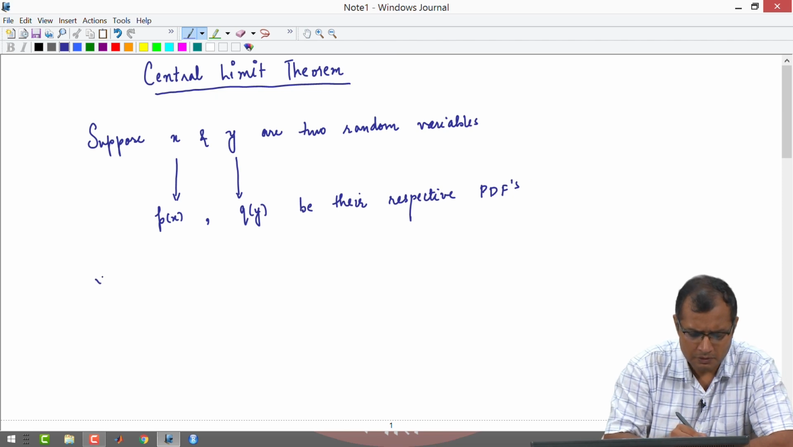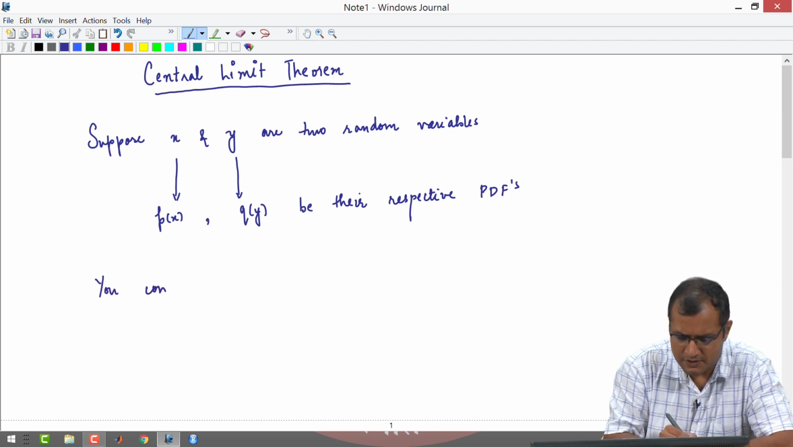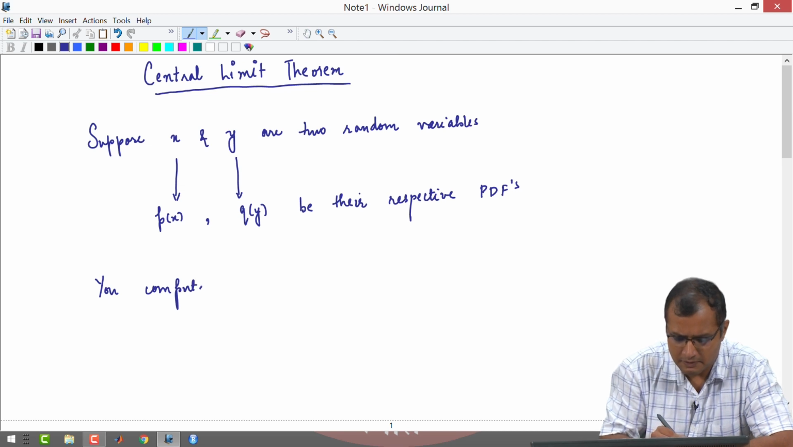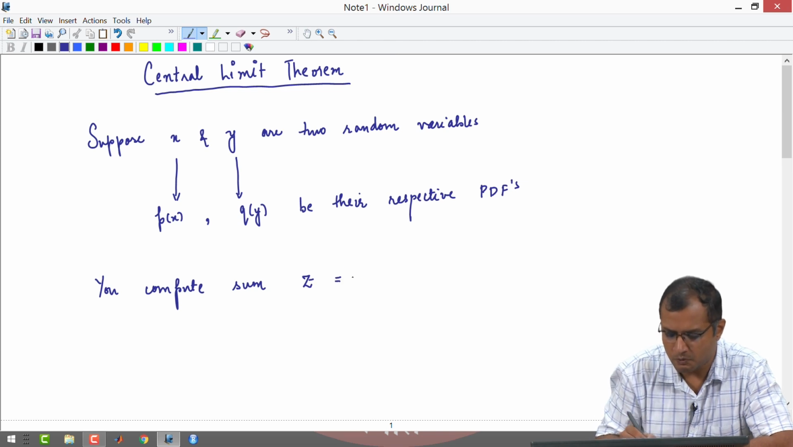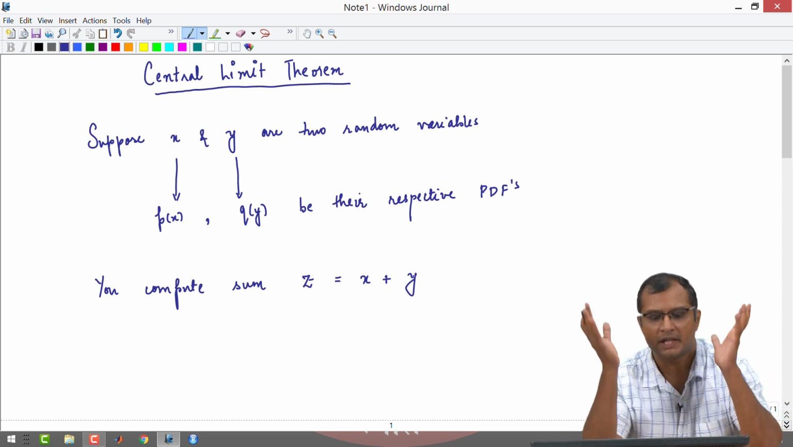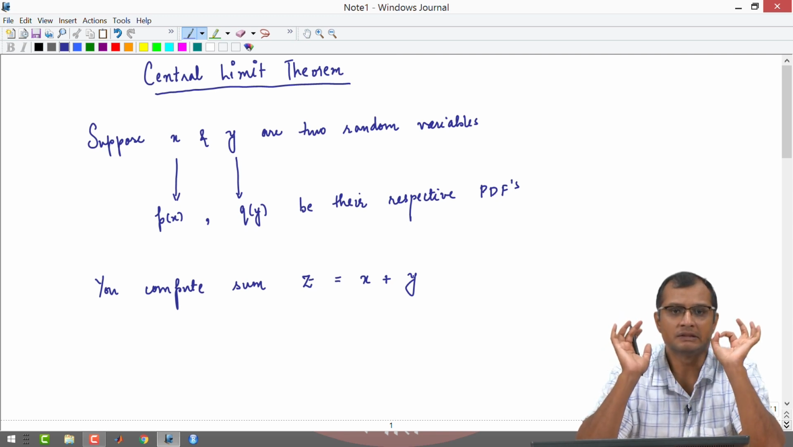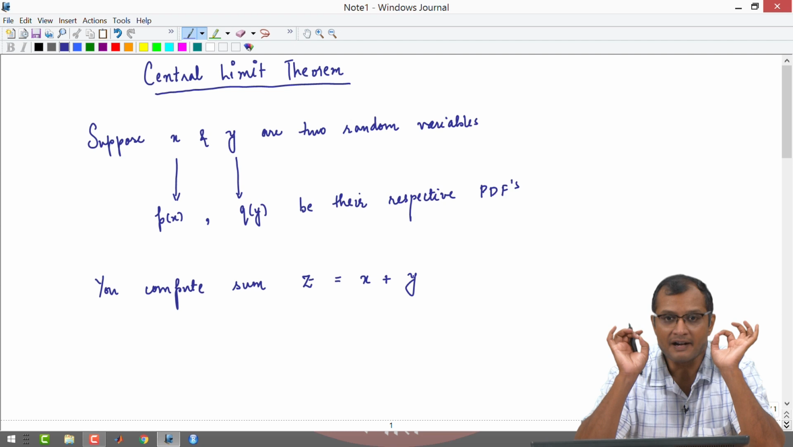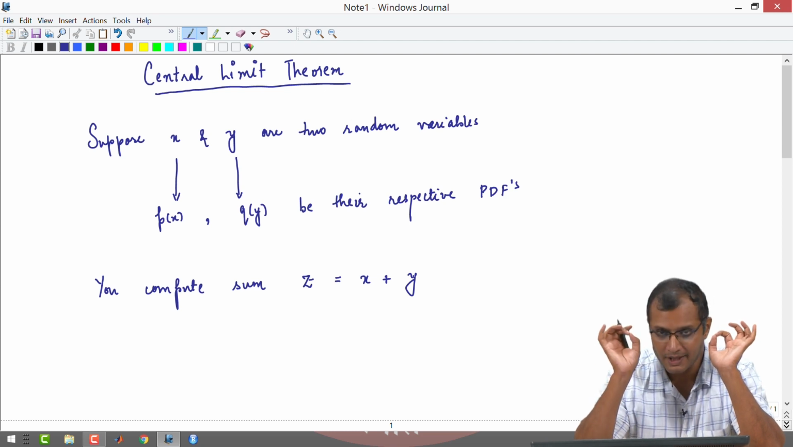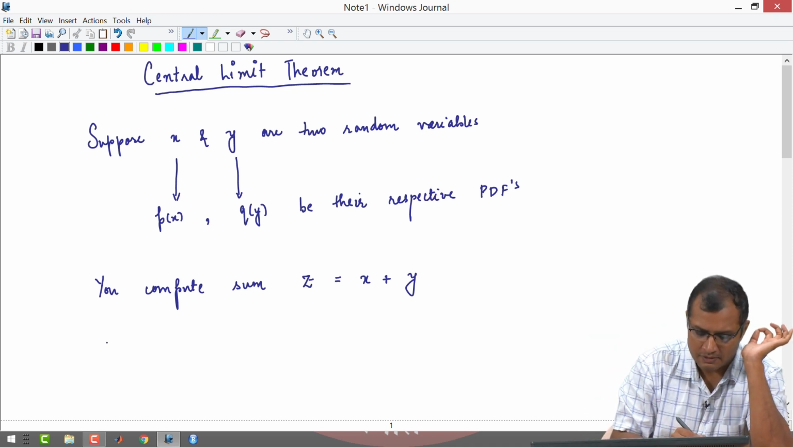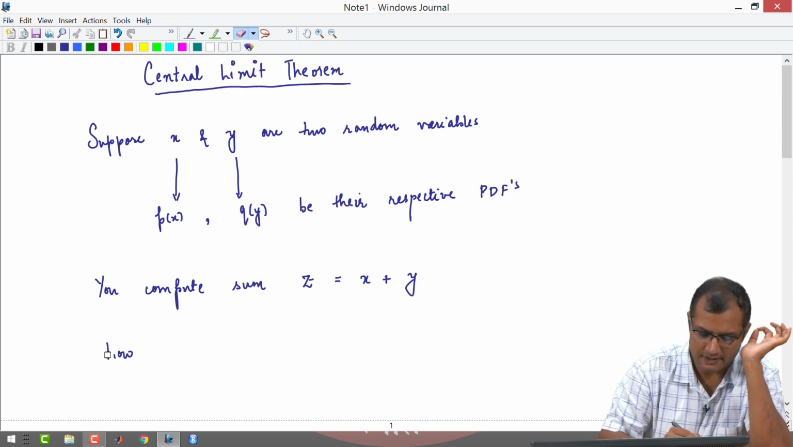and now you compute a sum of these two random variables, call the sum z, which is equal to x plus y. Okay. Simple. You take two PDFs p of x and q of y, you draw a random variable from p of x, call it x, and you draw a random variable from distribution q, call it y, you add them up, call the sum z, and ask a question: what is the PDF of z?